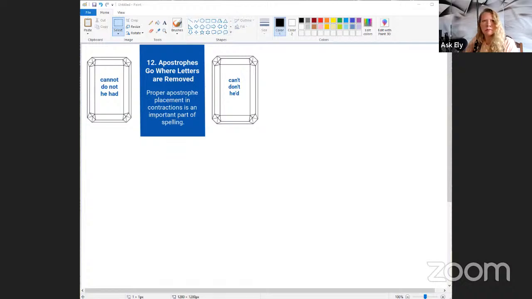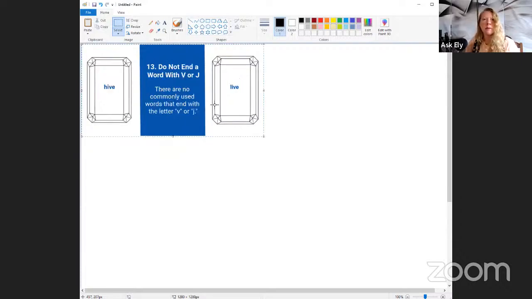Okay. Here we are with the next one. And again, no exceptions with apostrophes. They are what they are. The last one says, do not end a word with V or J, right? We don't have any words with V or J at the end. At least there are no commonly used words that end with V or J.